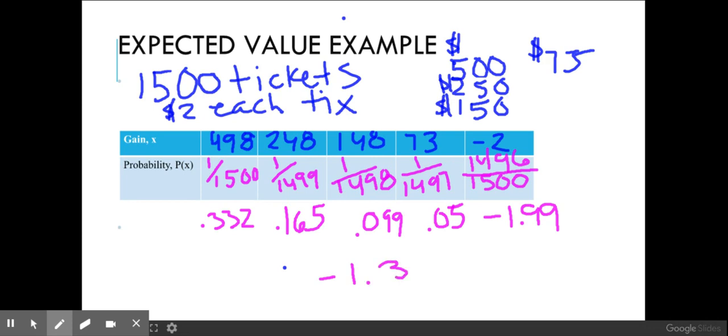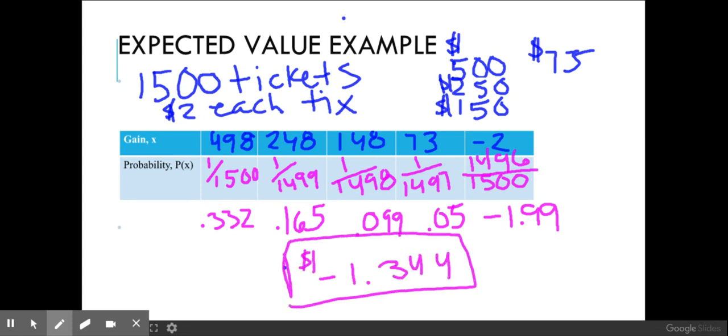So your expected value is actually -$3.44. So this is what you are expected to win. You are not expected to win any of this money. You are actually expected to lose money because there is such a great chance that you are going to pay $2 for a ticket and not win anything.